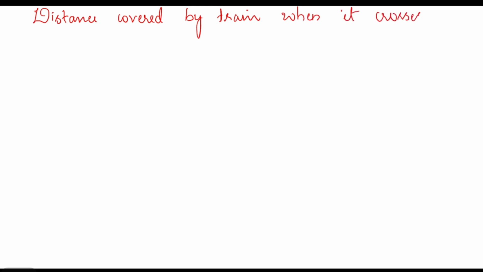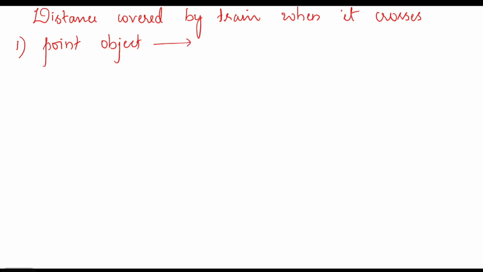Three important things we have to remember when solving problems on trains is the distance covered by the train when it crosses different kinds of objects. In that, the first one is point objects. Distance covered by the train when it crosses point objects.